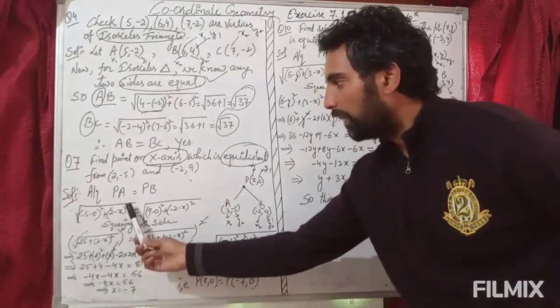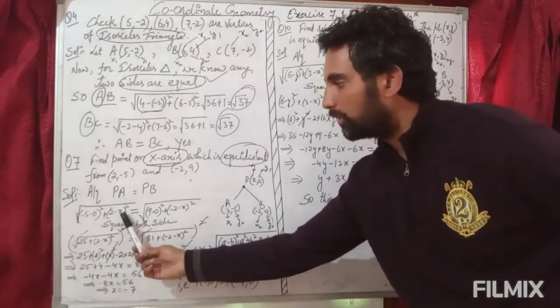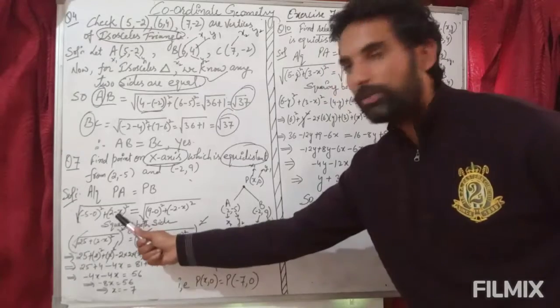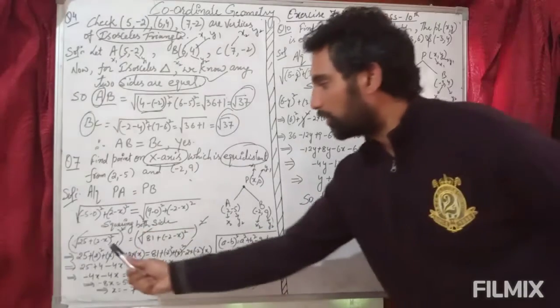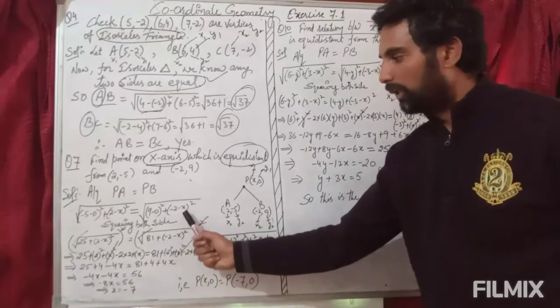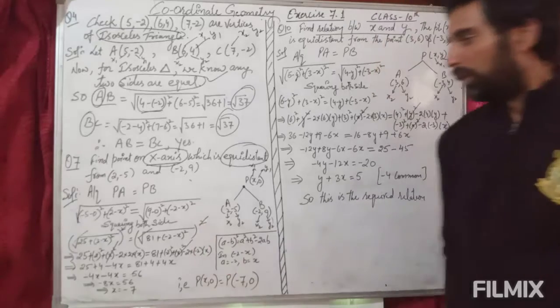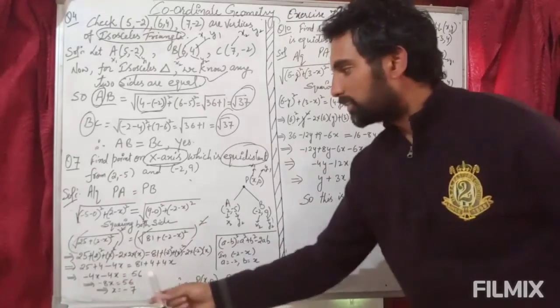5 5s are 25. This is (a minus b) whole square, because the term x is coming, so I cannot write it as plus or minus a. So this remains the same. The same way, 9 9s are 81. This is also (a minus b) whole square. So now the square is cancelled on both sides.